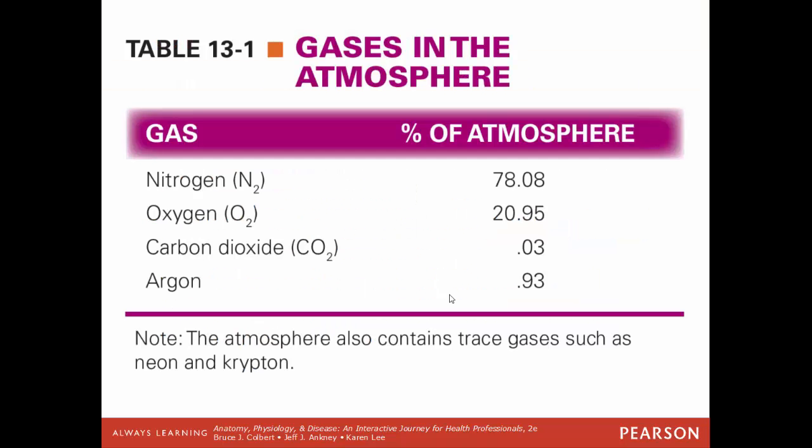Here's a breakdown of the gases in the atmosphere based on percentage. Nitrogen, by far the highest in percentage, about 78%. Then oxygen, about 21%. And then carbon dioxide, a very, very small percentage, along with argon, also a very small percentage. And there are some other trace gases present, such as krypton and neon.